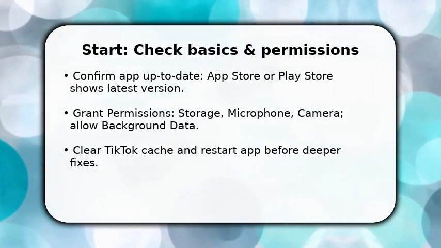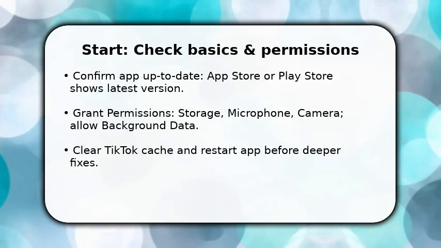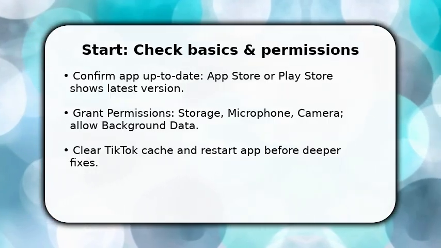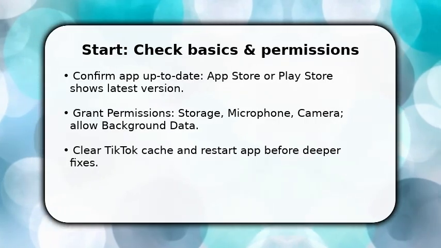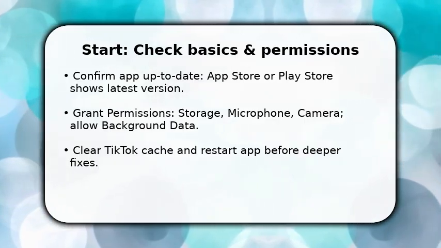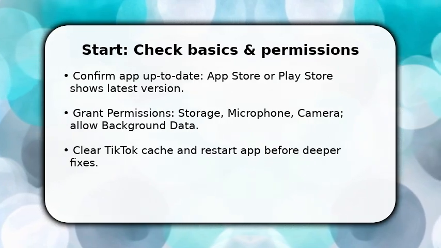Next, clear the TikTok cache in settings and force close the app. This removes corrupt temp files that block video thumbnails. Restart the app and try search. If videos still don't show, continue to the more detailed steps.